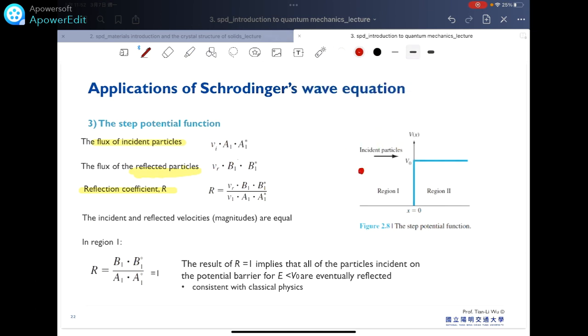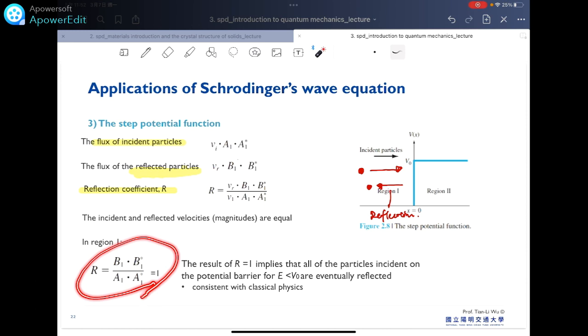You have the electron incident in this direction. For sure, you definitely will have the particle reflect. So this is a reflection. So that's pretty fitted with classical physics, right? Based on this reflection coefficient, the result R equal to 1 implies that all of the particles incident on the potential barrier are eventually completely reflected.